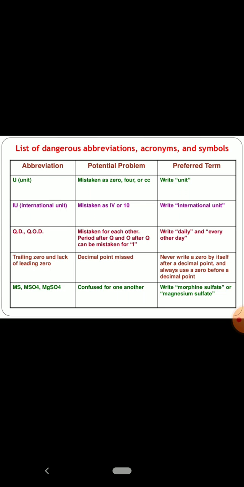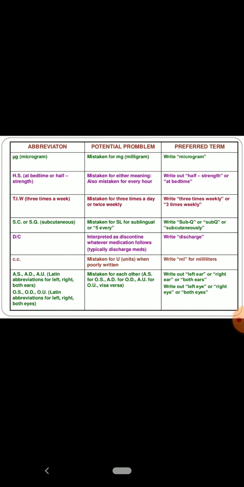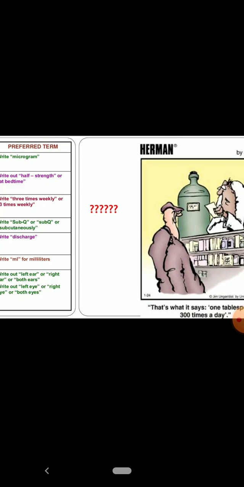Trailing zero and lack of leading zero: the decimal point may be missed. Never write a 0 by itself after a decimal point, and always use a 0 before a decimal point, as discussed earlier. MS, MSO4, MgSO4 are confused for one another. Write morphine sulfate or magnesium sulfate. These are other abbreviations.